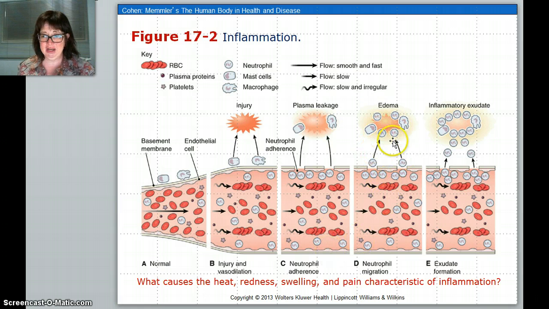Then they will migrate and attack, and then you have swelling. If you have too many white blood cells that are completely overpowered by the area, what happens is those white blood cells die and you get an inflammatory exudate, which is the fancy word for pus.